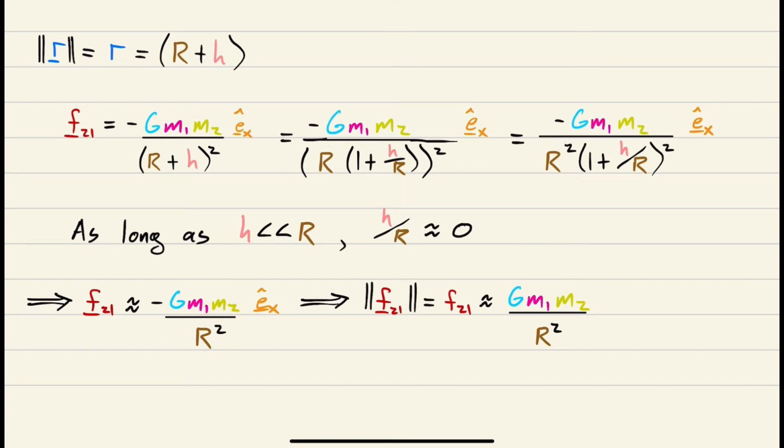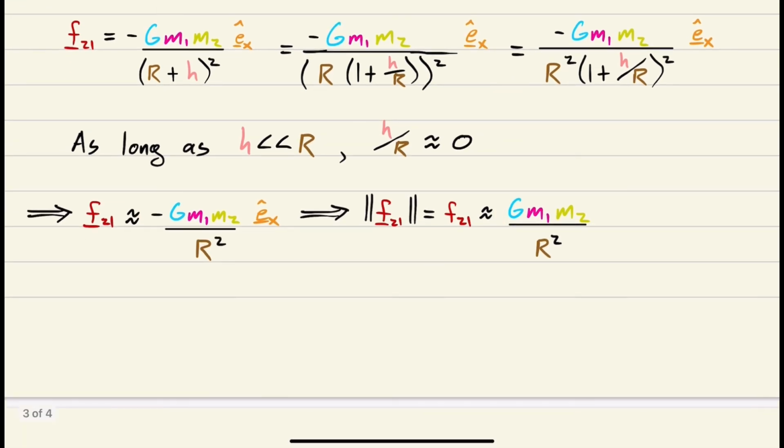So the force of the Earth on our body 2 is approximately this. Is it exact? No. Is it close enough? Yeah, it is. And so the magnitude of this force, F21, is approximately just G M1 M2 over R squared, right? There's only one component, an e_r component, and the negative becomes positive when you take the magnitude, so it's just G M1 M2 over R squared. That is our magnitude of force F21.